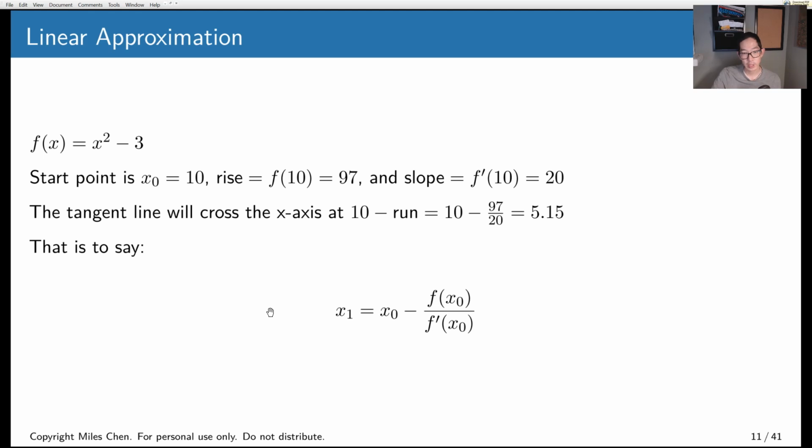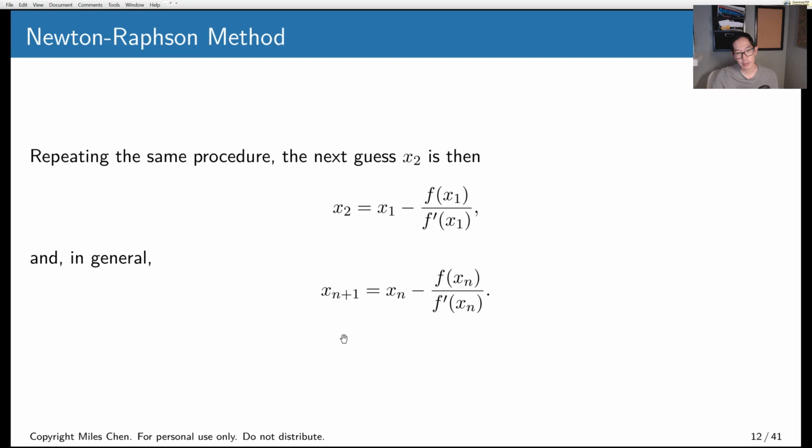To generalize this, we say at the next location, x at time 1 is going to be our current location, x at time 0, minus, and this part is basically the rise, f at x0, divided by the slope, which is f prime at x0. That's how we find the next iteration. Then to generalize, the value at time n plus 1 is going to be x at our current location, xn, minus f of xn divided by the slope f prime at xn. And so this is the Newton-Raphson method right here.